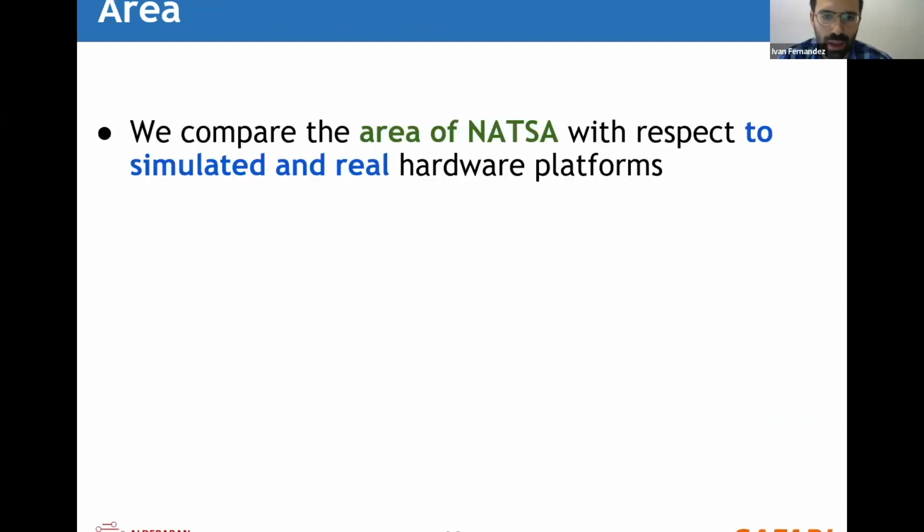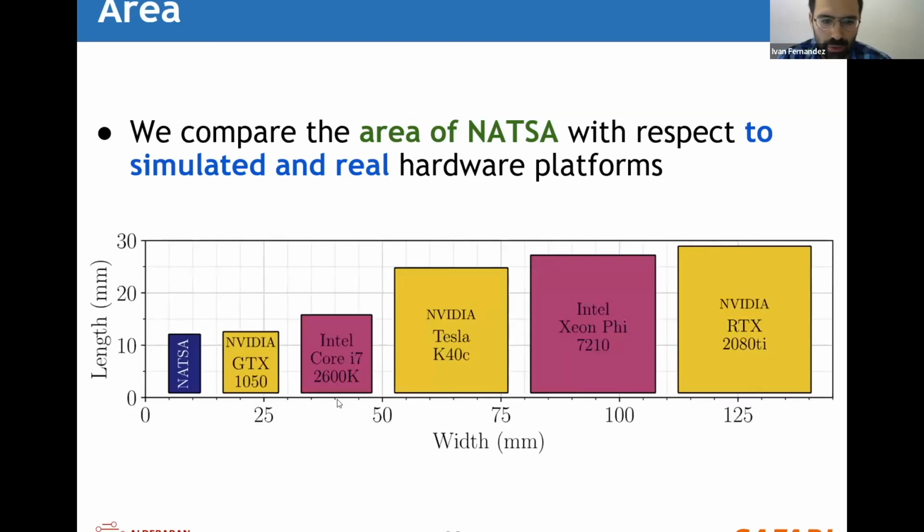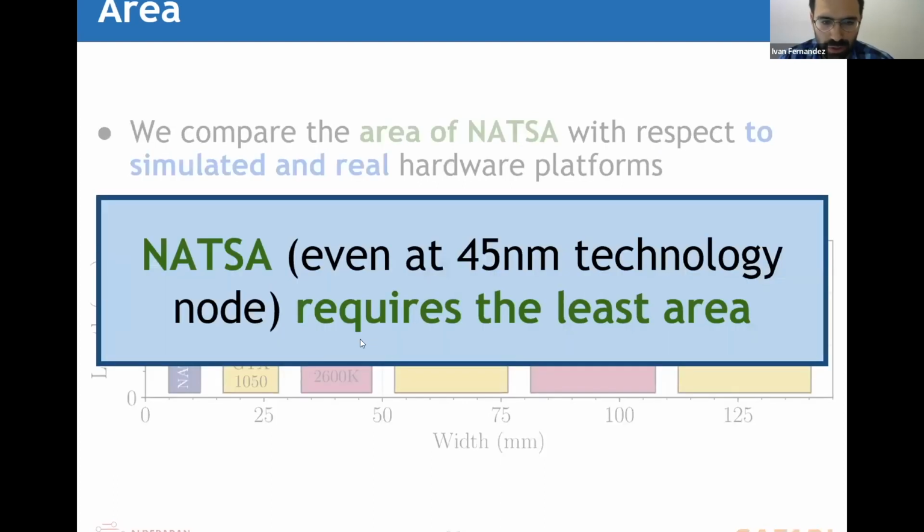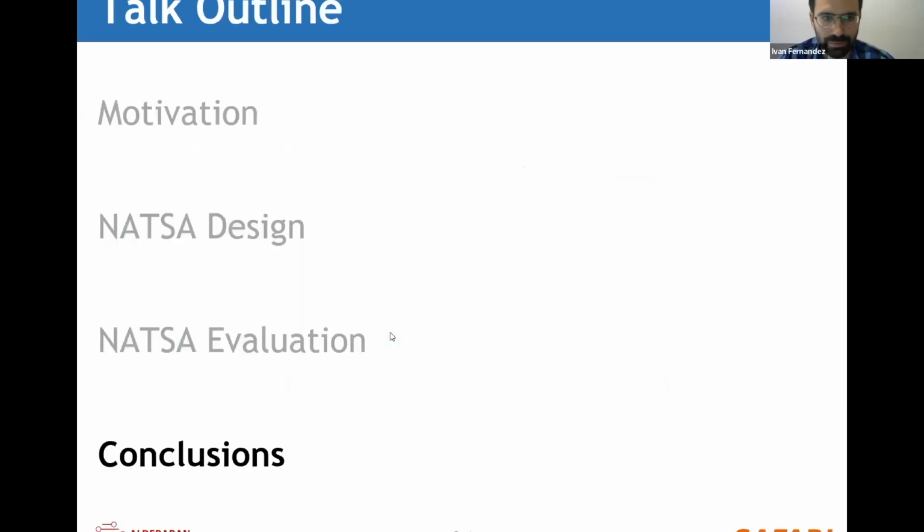Finally, we compare the area of NATSA with respect to the simulated and real hardware platforms. And as you can see here in this plot that is up to scale, NATSA is the one that requires the least amount of area. It is worth mentioning that NATSA is built using a 45 nanometer technology node, so NATSA is using a bigger technology node than the other platforms. So even with this fact, it is the one that requires the least area.